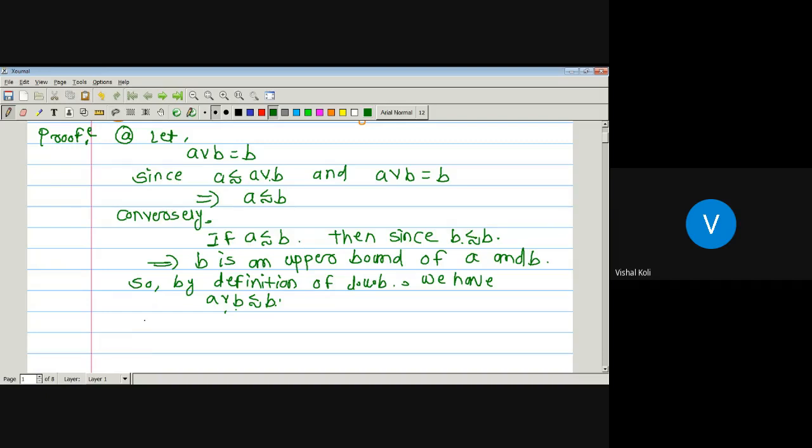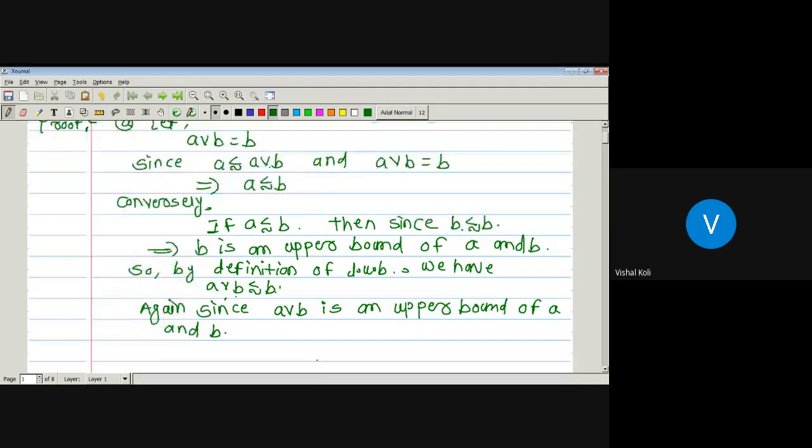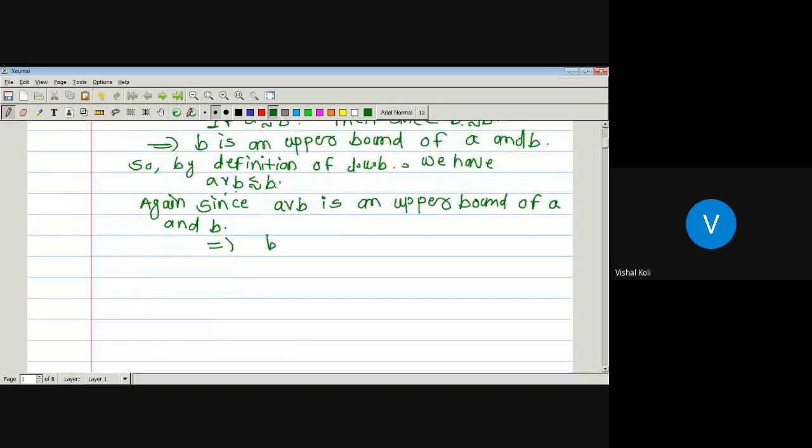Again, since A join B is also an upper bound of the two elements A and B, A join B is an upper bound of A and B, which implies B precedes A join B.